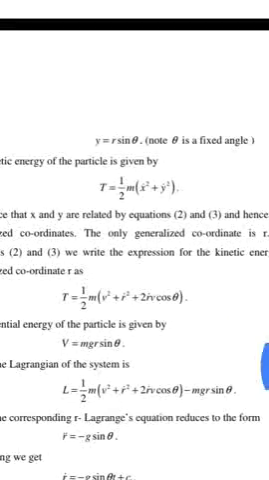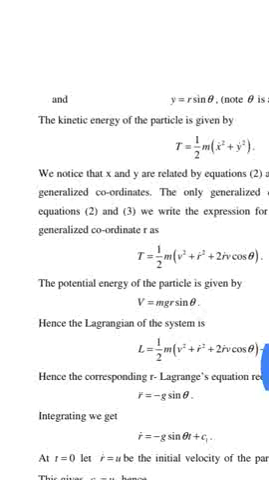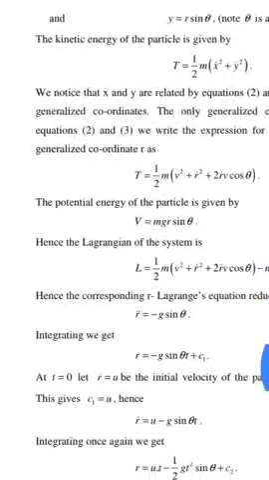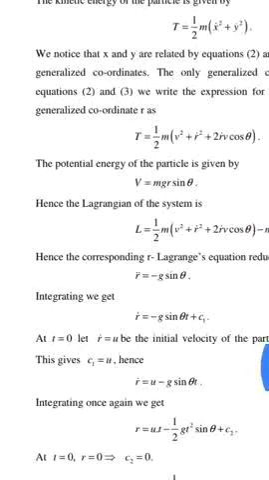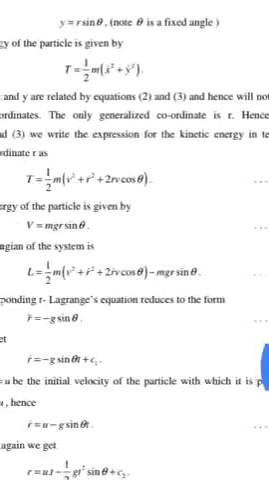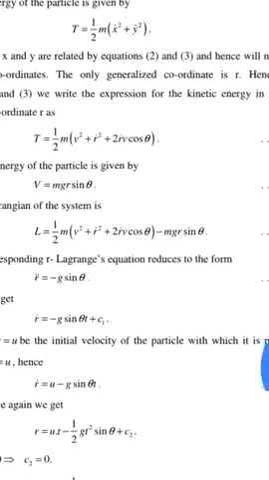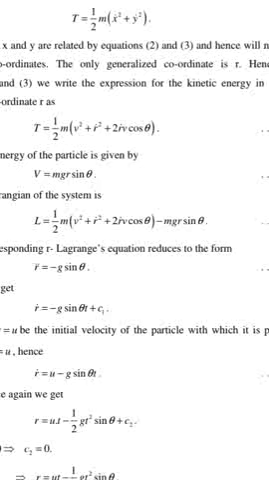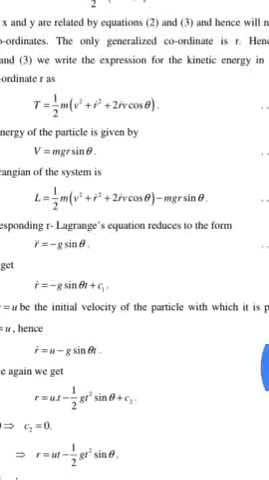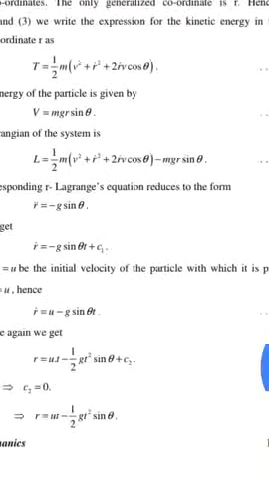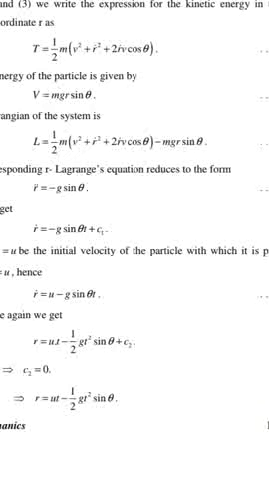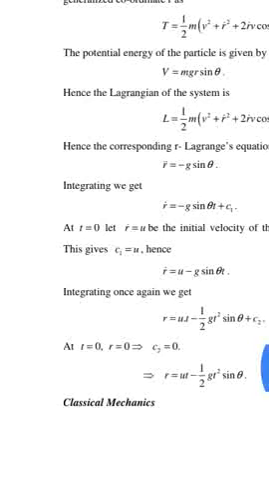Note theta is a fixed angle. Therefore, the kinetic energy of the particle is given by T is equal to 1 by 2 m (x dot square plus y dot square), and the potential energy is given by V is equal to mgr sin theta. Therefore, the Lagrangian of the system is given by L is equal to 1 by 2 m (v square plus r dot square plus 2 r dot v cos theta) minus mgr sin theta.